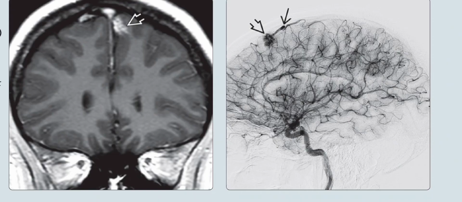Left is the coronal T1 contrast-enhanced scan in the same patient, and it shows the lesion has a somewhat speckled appearance. The right is the lateral view of the left internal carotid DSA, which was obtained in the same patient, and it shows a small arteriovenous malformation, that is AVM nidus, with an early draining vein. Genetic profiling showed the ENG mutation.